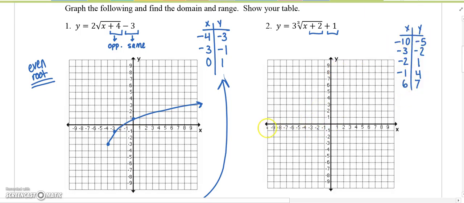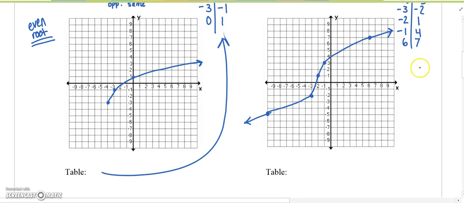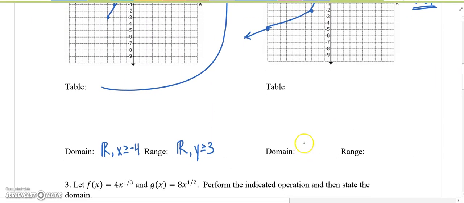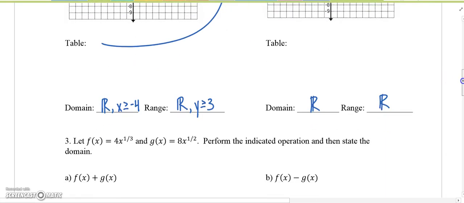Once again, plot those points: -10, -5, -3, -2, -2, 1, -1, 4, and 6, 7. This is just kind of like a double of what we just drew, both sides. Now, this is an odd root, and odd roots have no domain restrictions, domain or range for that matter. So my domain is all reals, and my range is all reals, and I don't have to worry about restrictions. That's all there is to graphing.